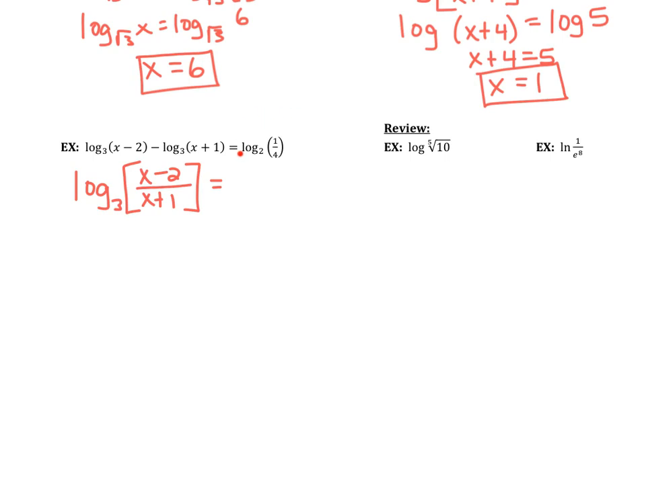Now let's talk about what this means. This means 2 to some power, some exponent, is equal to 1/4. Well, what is that? That's actually negative 2. Maybe you need to write a little bit more out: 2 to the x is equal to 2 to the negative 2, because I could rewrite 1/4 as 2 to the negative 2, but in the end, x is going to be equal to negative 2.